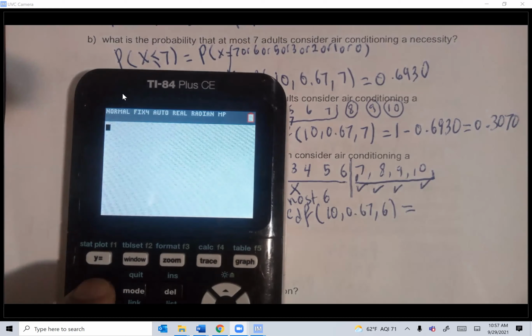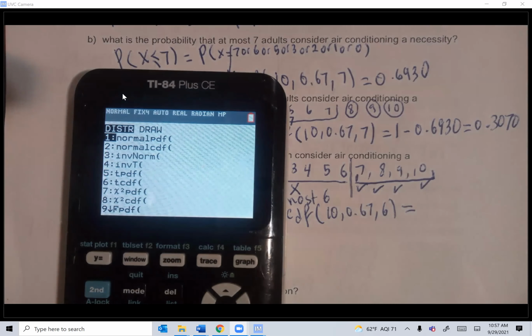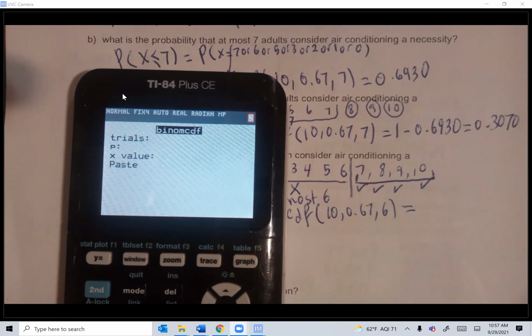Go to second distribution, binomial CDF. Trials is 10. P is 0.67. X value is 6. So what this is going to give me is 6, 5, 4, 3, 2, 1, 0, which I don't want. I'm going to subtract the answer from 1.